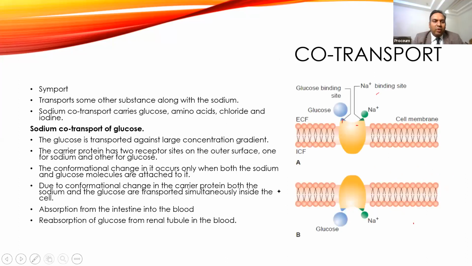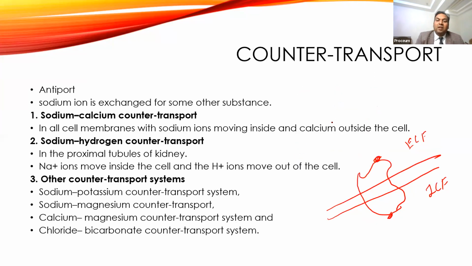Another example of co-transport is, instead of glucose, we can utilize amino acids. So amino acids can also be transported. Instead of glucose, we can use chloride ion. Instead of glucose, we can use iodine. So these are a few examples of co-transport. Now this is the counter transport.